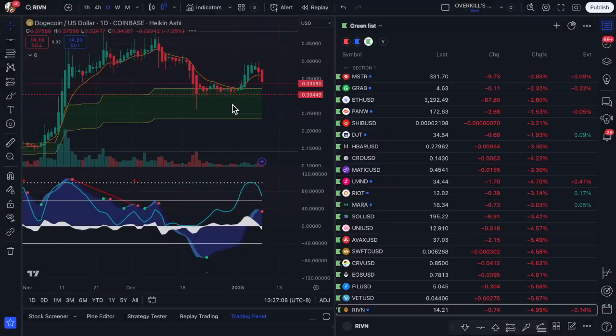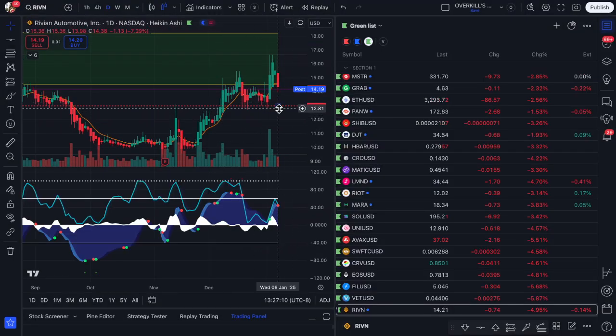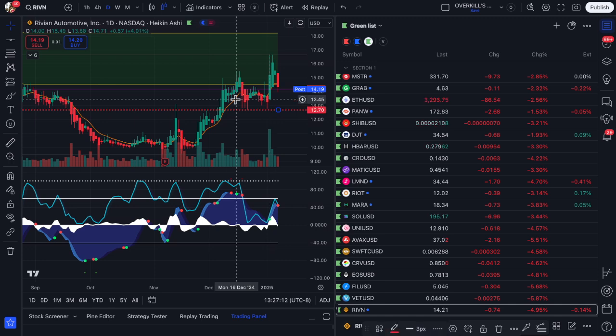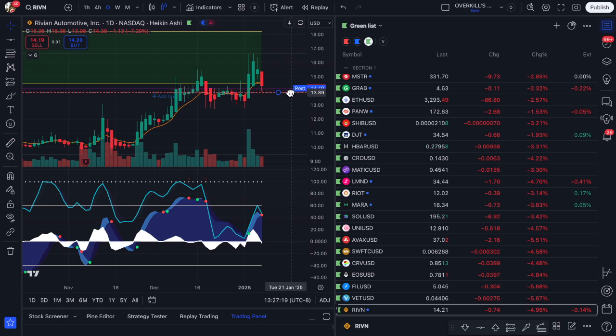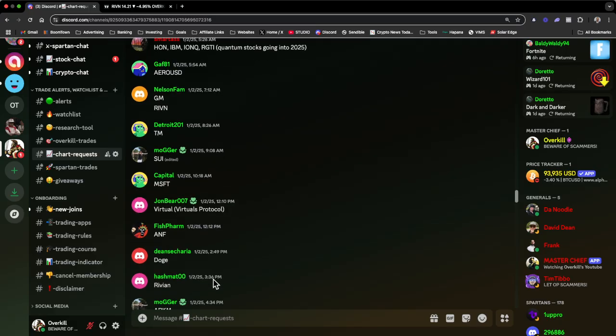Rivian we already covered. Rivian just needs to hold that $13 level. That's just the low of these candles right here. That's a big, big level there. Ugly candle today. You want to make sure the candle on Friday is going to be green here. 13.89 is the level.